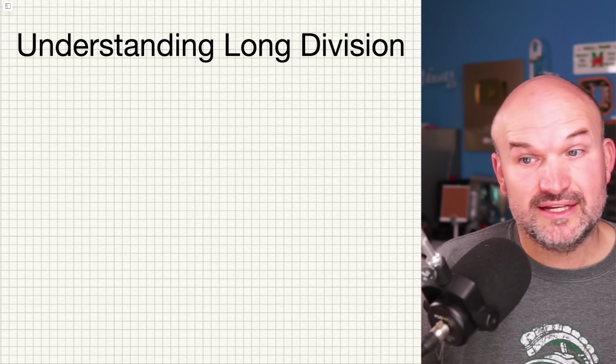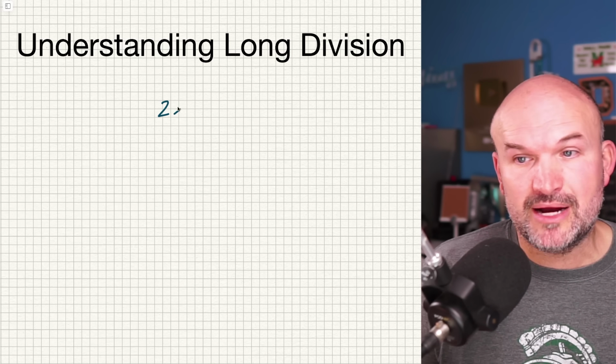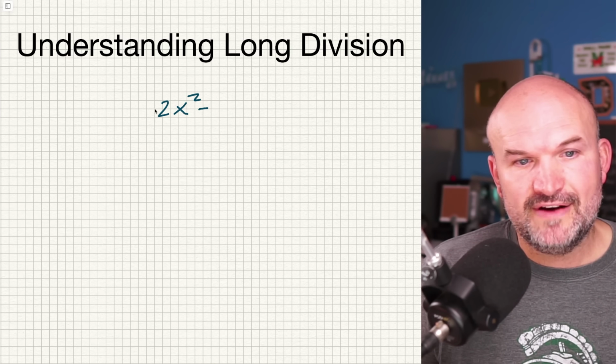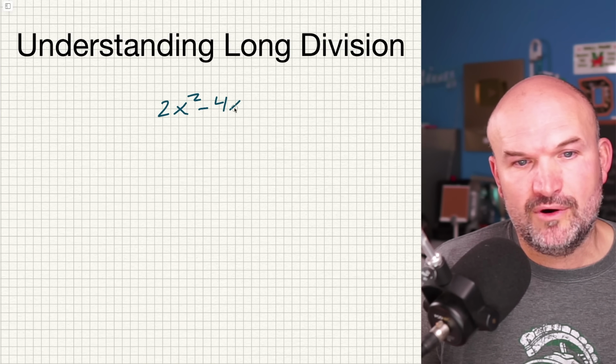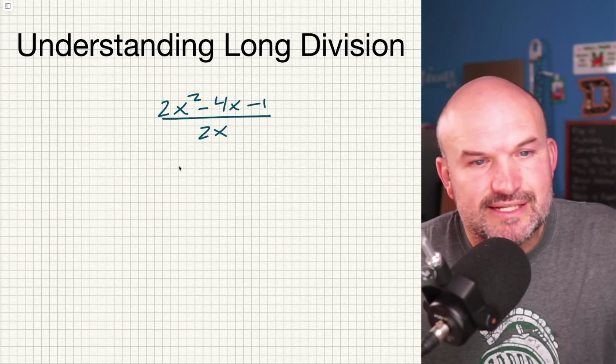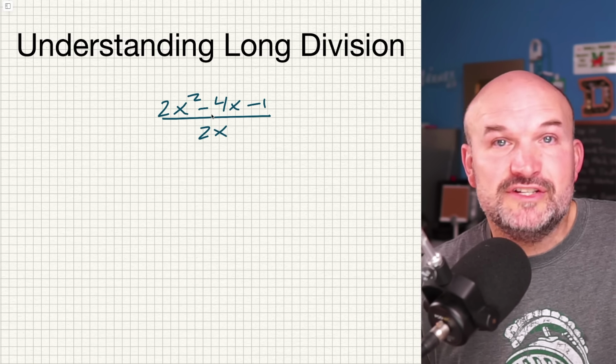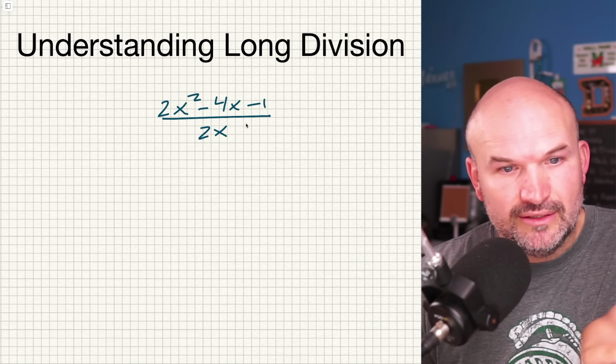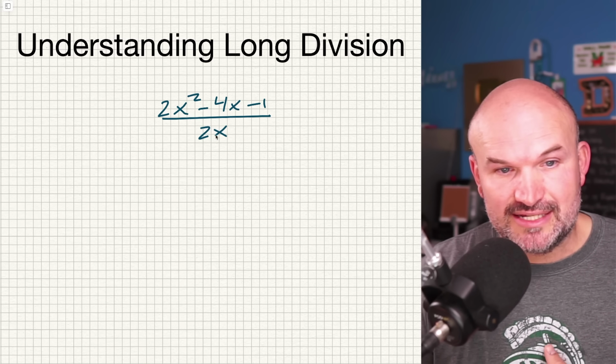Let's go and start off with something basic. Just a quick little division problem of polynomials. If I had 2x squared minus 4x minus 1, all divided by 2x. The reality is, ladies and gentlemen, we don't need to do long division for this problem, right? We have a polynomial divided by this monomial in this case.